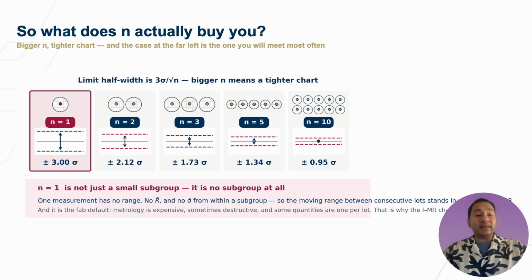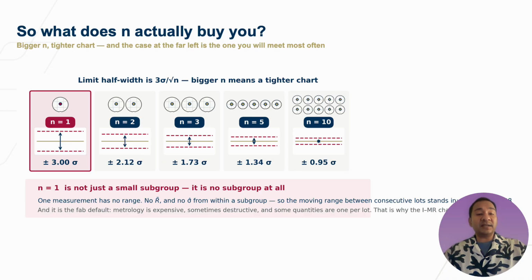Now look at the left panel. N equals 1 is not simply the smallest case, it is a different case. One measurement has no range inside it. There is no R-bar. There is no sigma hat from within a subgroup, and the whole X bar R machinery has nothing to stand on. So we borrow. The moving range between consecutive lots becomes the estimate: sigma hat equals MR bar over 1.128. That is the trick the individuals chart is built on.